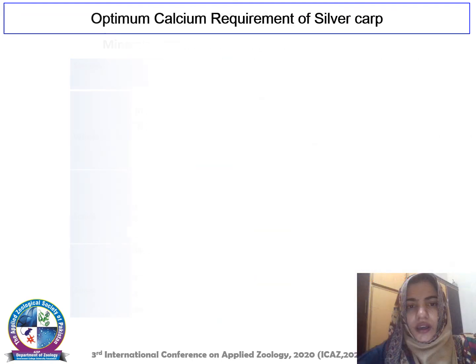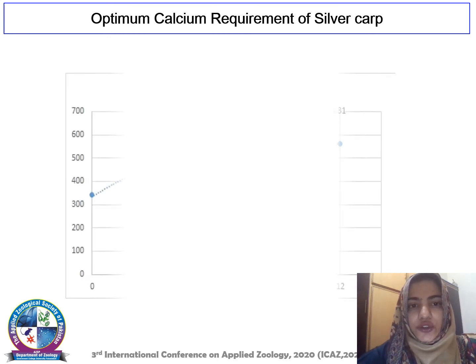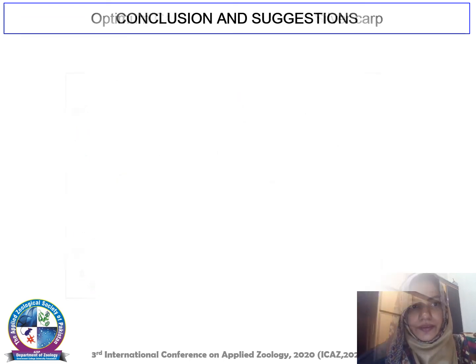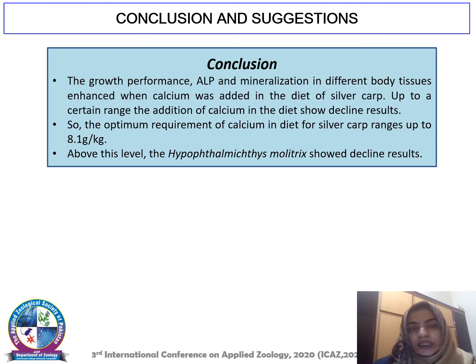Broken line regression was applied on weight gain percent data to find out the optimum calcium requirement of silver carp. After broken line regression analysis, the optimum calcium requirement was observed to be 8.11 gram per kg. In conclusion, the growth performance, ALP, and mineralization in different body tissues were enhanced when calcium was added in the diet of silver carp.